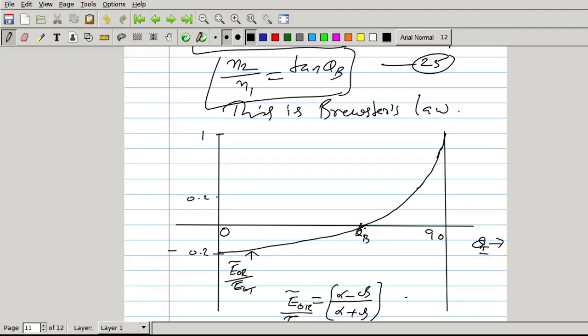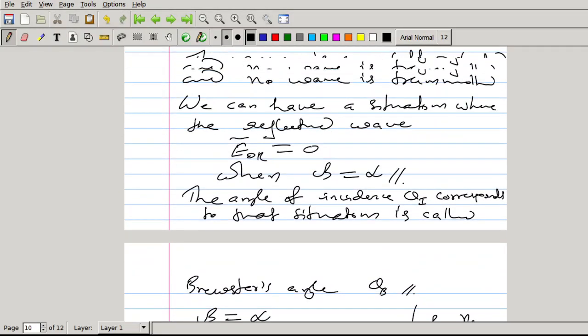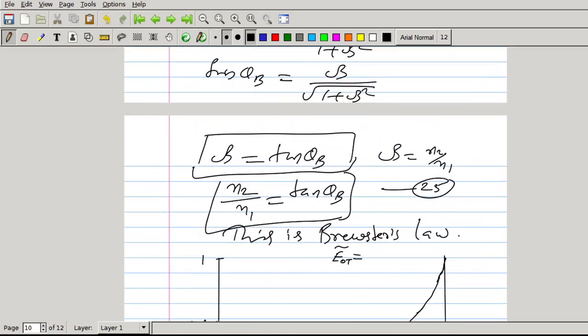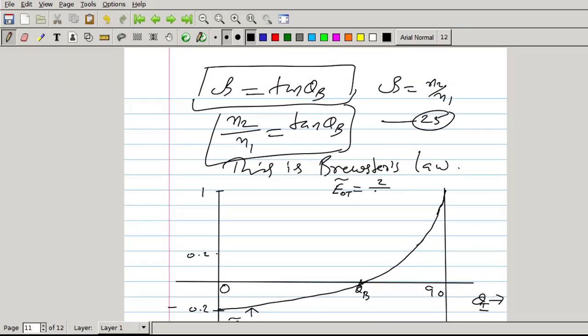When alpha equal to beta, it will become 0. When alpha greater than beta, it will increase, and when alpha is infinite, only the reflected wave, no wave will be transmitted. In a similar way, when you draw the amplitude of the transmitted wave, what is the expression for the transmitted wave? E0 t by E0 I will be 2 by alpha plus beta. As angle of incidence increases, alpha increases.